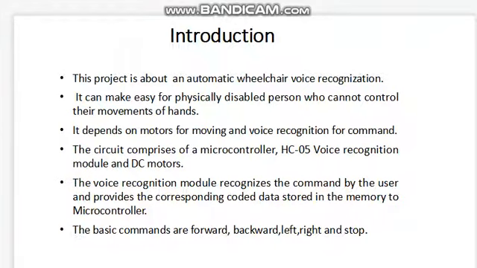Firstly, I will discuss the introduction of our project. This project is about an automatic wheelchair with voice recognition. It can make things easy for physically disabled persons who cannot control the movements of their hands. It depends on motors for moving and voice recognition for commands. The circuit comprises a microcontroller, HC05, voice recognition module and DC motors. The voice recognition module recognizes the command by the user and provides the corresponding code data stored in the memory to the microcontroller. The basic commands are forward, backward, left, right, and stop.